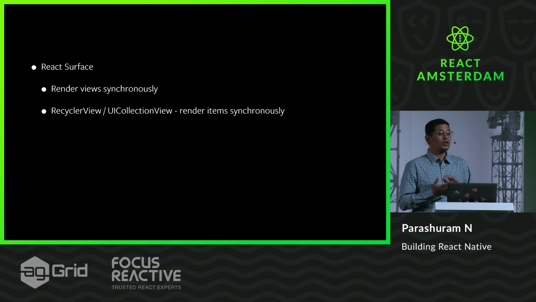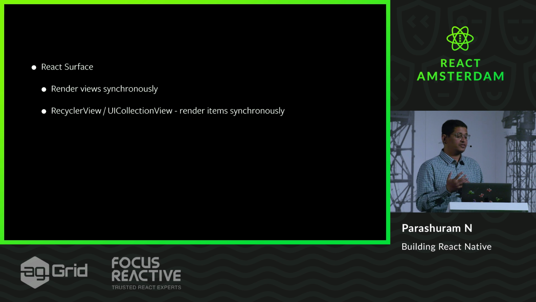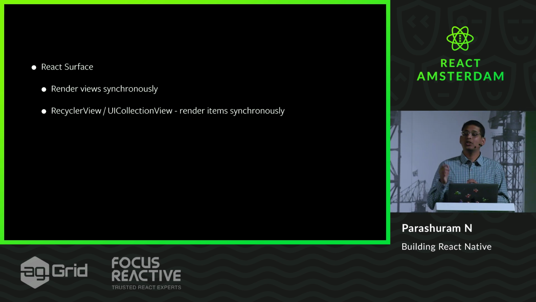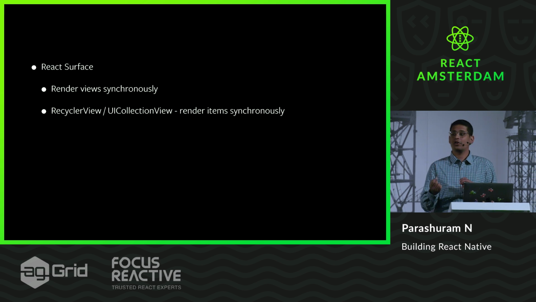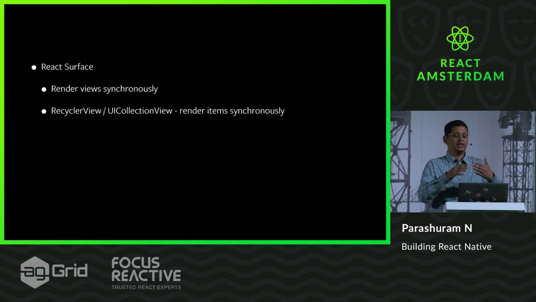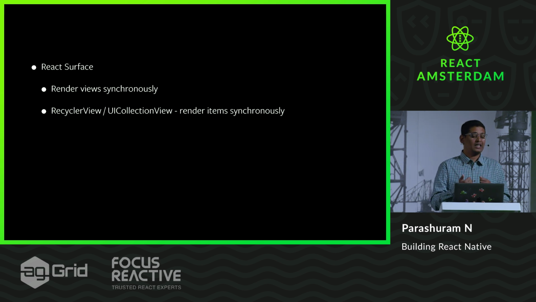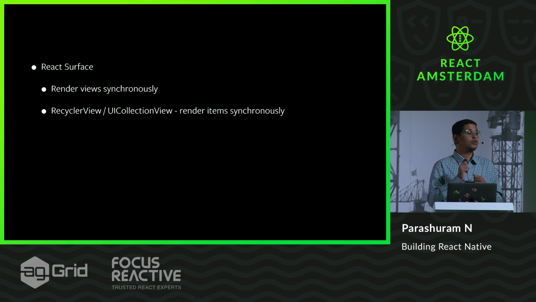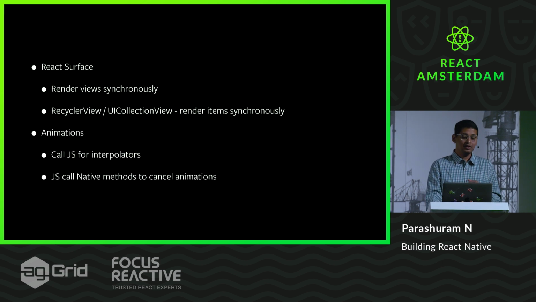So what does this all mean? Fabric basically enables this idea of a React surface. Today the render function is asynchronous. When you start up React Native and you call render, it does its stuff, it opens up the function, then asynchronously starts adding views to it. It doesn't have to be that. This can be synchronous. What this will also enable is things like RecyclerView or UICollectionView, where you want to render items synchronously. This is going to make that possible.